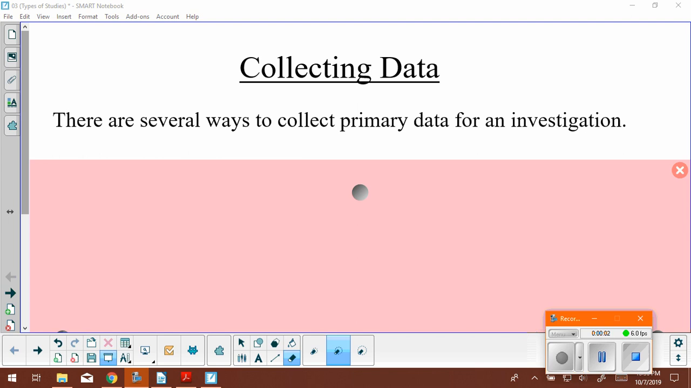Good morning, everyone. After talking about creating questions, today's note is going to be about different ways you can collect data, or different kinds of methods for getting information, of which surveying is one of those methods.